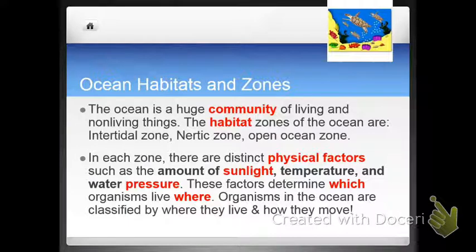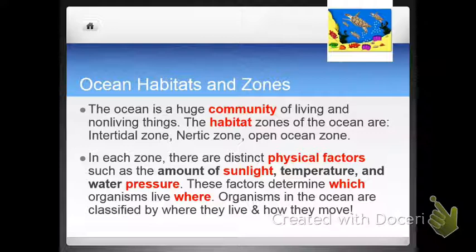Then the open ocean is out where you are above the abyssal plain. The drop-off has occurred. This is where the water is going to be very deep. The sunlight is going to vary dramatically from 200 meters down. It's going to start getting more like twilight, and then in the very deep zone it's going to be total darkness. The temperature is going to vary dramatically. It's going to be warmer in that surface zone of the open ocean, much cooler in the twilight zone, and then extremely cold in the deep zone. And the water pressure is going to increase as you go down the water column as well.